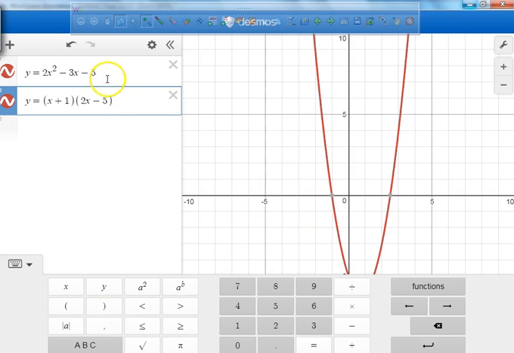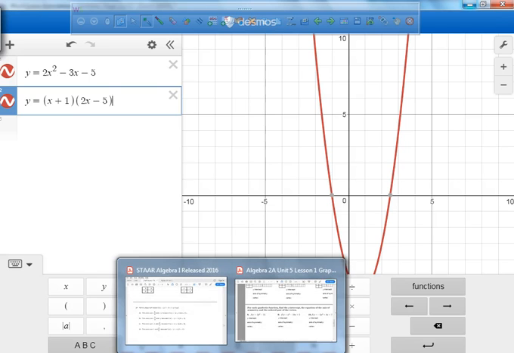Same thing. This graph is the same as this. So if these are the same, that has to be the right answer. Does that make sense? I hope so. Man, so much you can do with this.